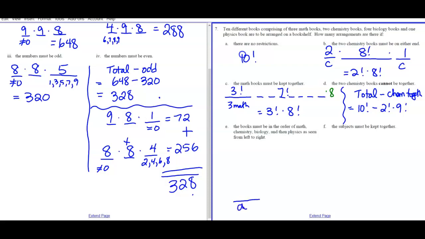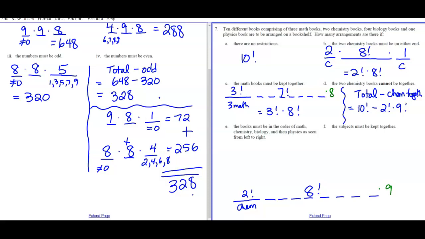So chem together. There's your 8 remaining books. And then where can those be arranged? So they can be there or between 2, 3, 4, 5, 6, 7, 8, 9. Okay. You can figure out the value of that on your own. I'll leave that in a short time here.